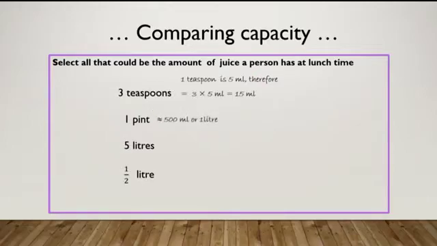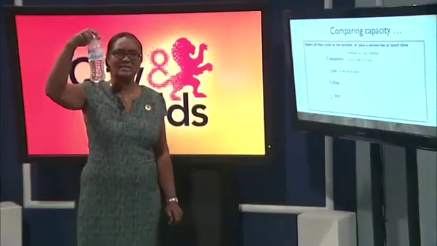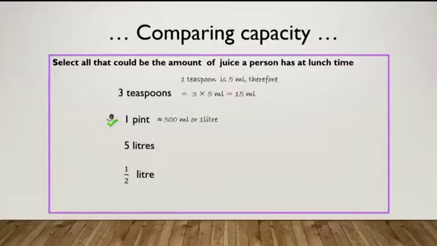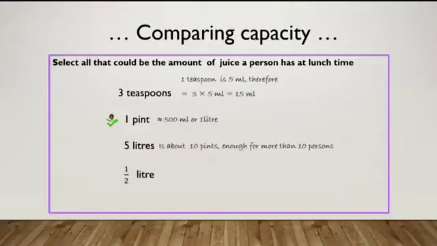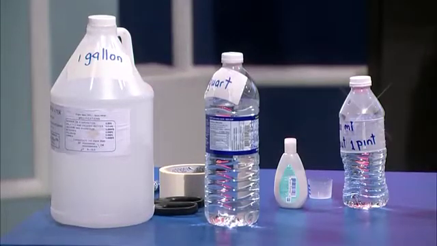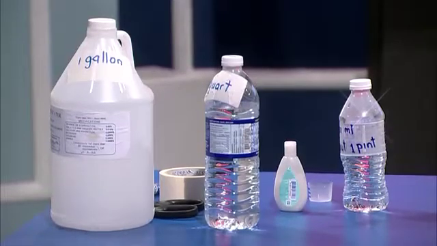1 pint? 1 pint is approximately 500 milliliters, or half a liter. This is about a pint. Would you have this? Yes, so that is a correct answer. Good job. 5 liters? 5 liters is a lot. 5 liters would be 5 of this. You would not have that for lunch, so that's not a correct answer. It's about 10 pints, maybe for about 10 persons. Half a liter? Half a liter is slightly less than 1 pint. Yes, so we could have that for lunch, which is the smaller bottle I showed you earlier.